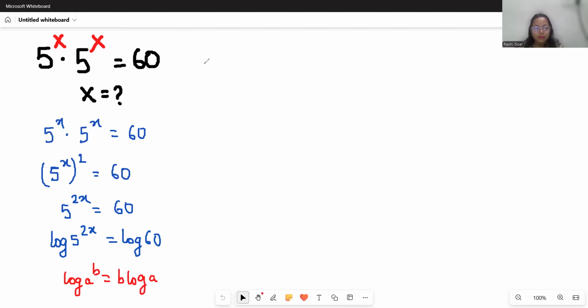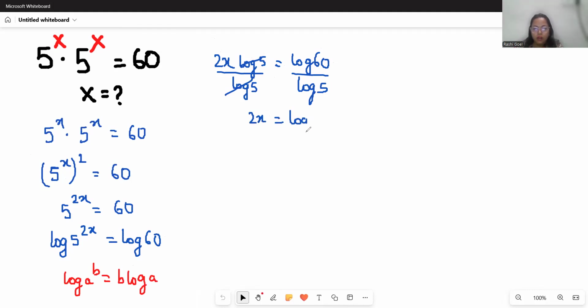So this becomes 2x log 5 equals log 60. Now, if I divide both sides by log 5, this will cancel out. So 2x equals log 60 by log 5. So 2x equals log 60, I can write it as 5 times 12, by log 5.